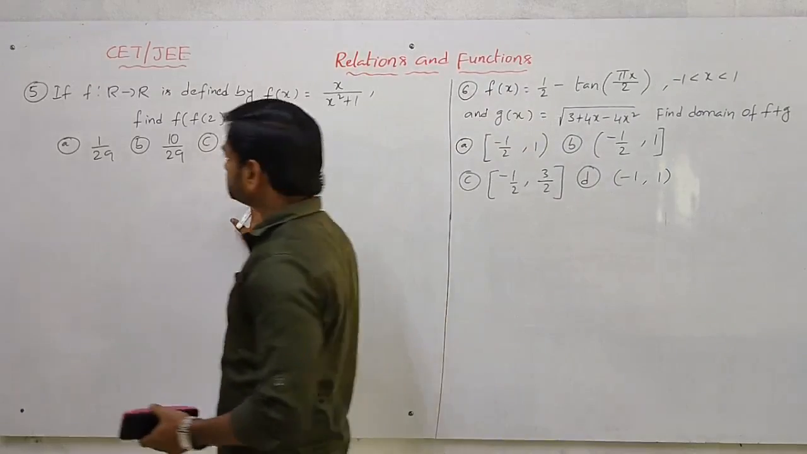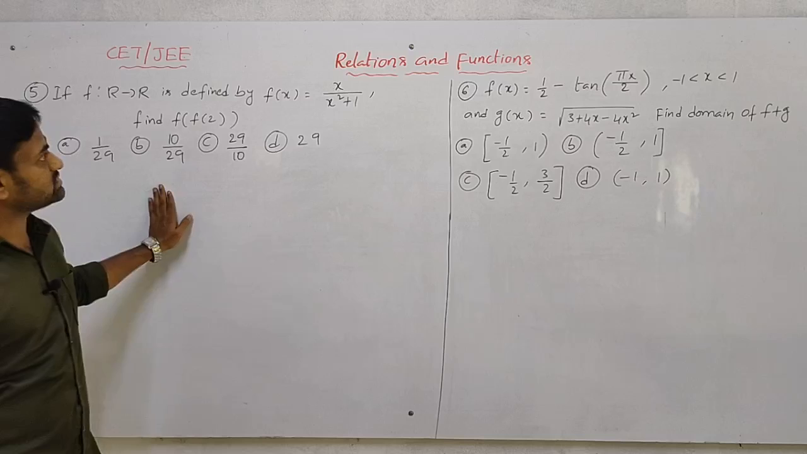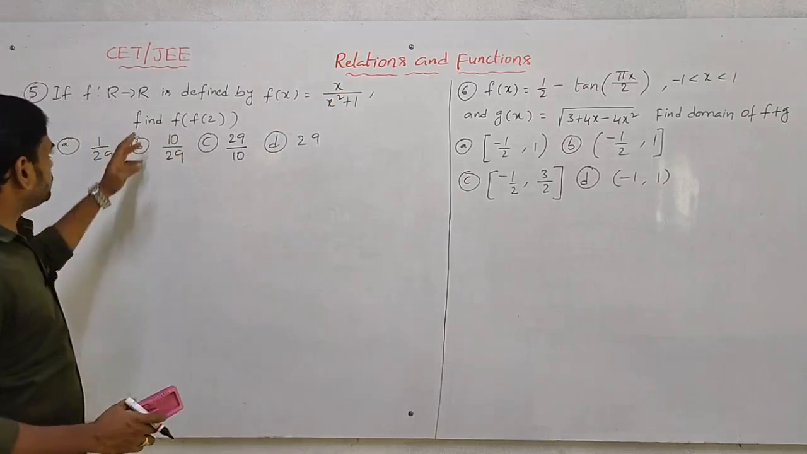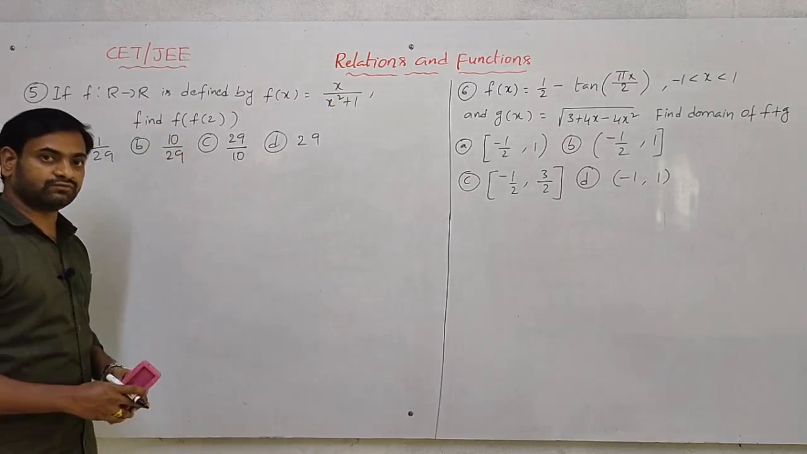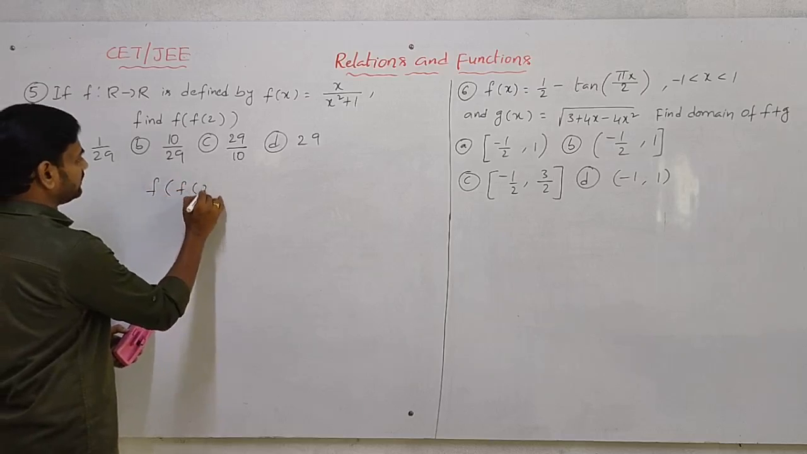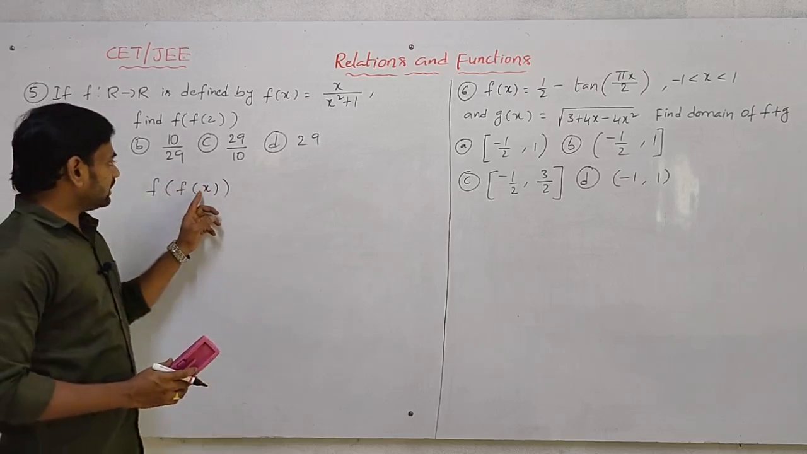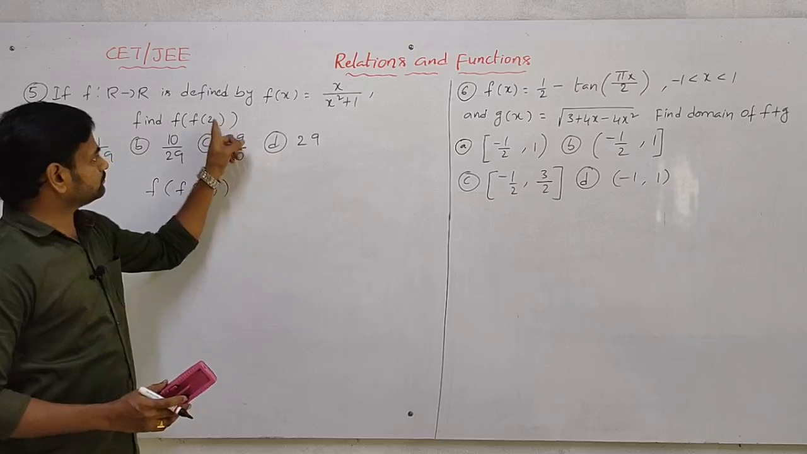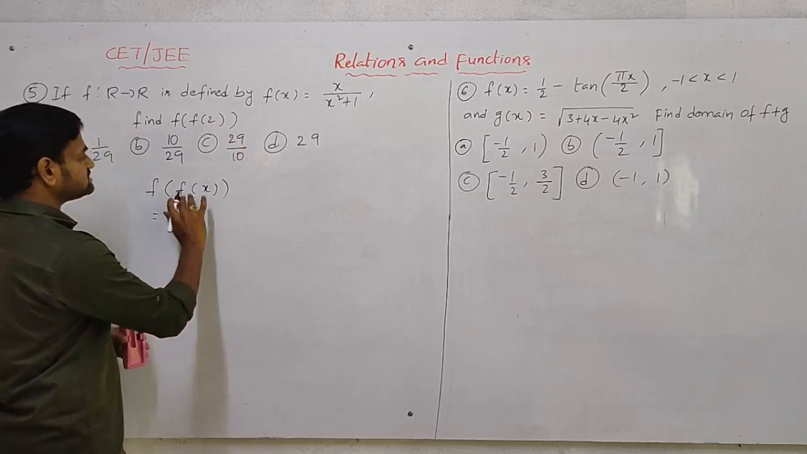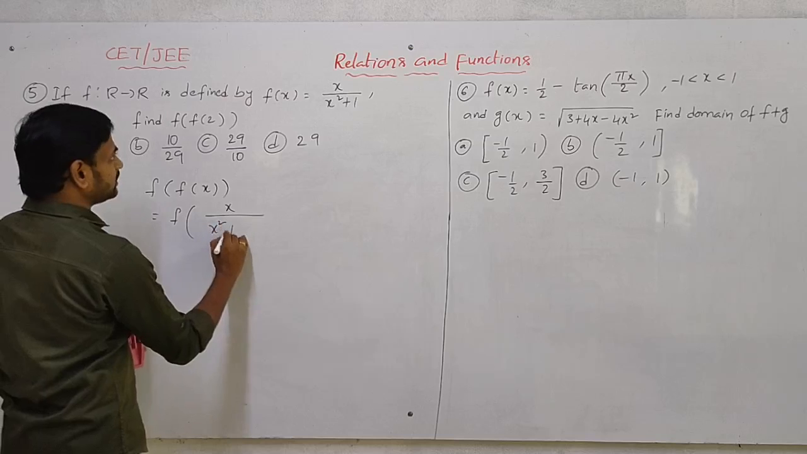See the next problem. If f from R to R is defined by f of x equal to x by x square plus 1, now we have to find the value of f of f of 2. Now first, what is the value of f of f of x? I want to find. Later, I will substitute x value is 2. Now see, what is the f of x? F of x is x by x square plus 1.